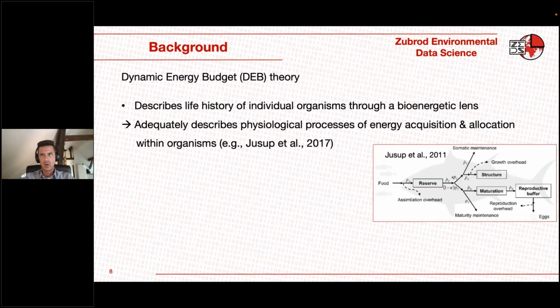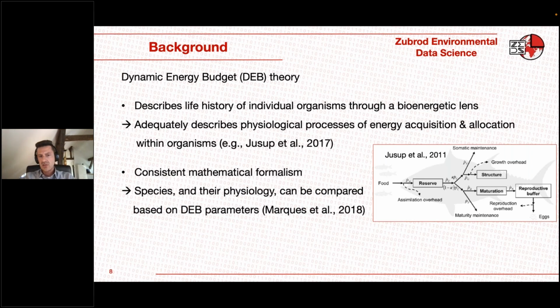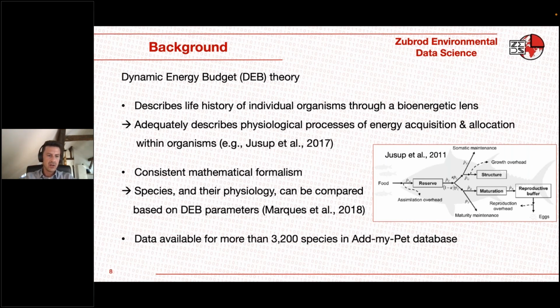And for our ongoing research, we started using model parameters which are coming from so-called dynamic energy budget theory. This is a theory describing life history of individual organisms through a bioenergetic lens and was shown to adequately describe physiological processes of energy acquisition and allocation within organisms. Models based on this theory use a consistent mathematical formalism, so species and their physiology can actually be compared based on that parameters. And there is a lot of data available regarding DEB parameters, for instance, in the well-curated AmP database.